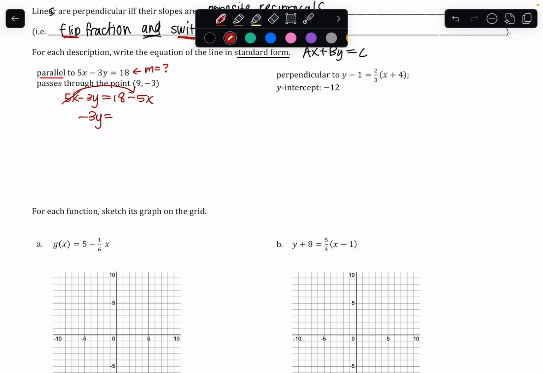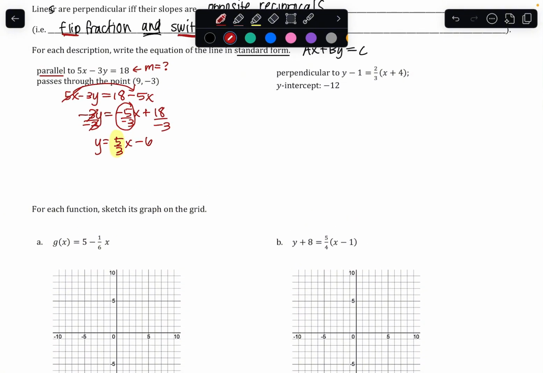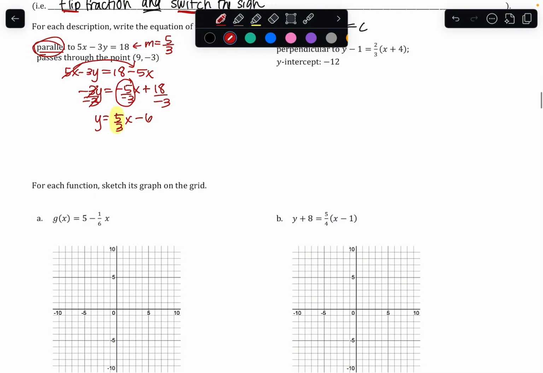And so I get -3y equals, put the x term first, followed by the constant, which is +18, and then divide every number by -3. Okay, and then simplify. -5 over -3 is +5/3, and 18 over -3 is -6. We don't really care about that value. We care about the 5/3. That's our slope. So we know the slope of the original line is 5/3, and so parallel will also have a slope of 5/3.